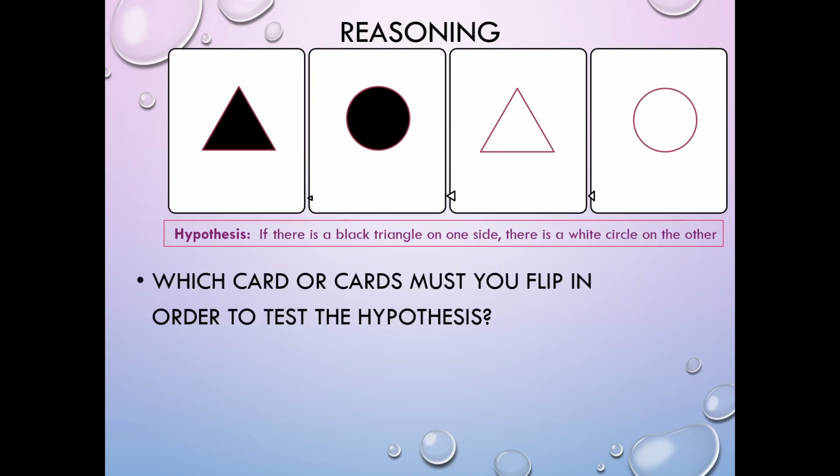So your challenge is, which card or cards must, I want to emphasize must, you flip in order to test the hypothesis. So we're not going to flip all 4 and just see what's on the other side. We're going to try and flip as few cards as we possibly can in order to answer the question, to test the hypothesis that if there's a black triangle on one side, there's a white circle on the other. So which card or cards must you flip?